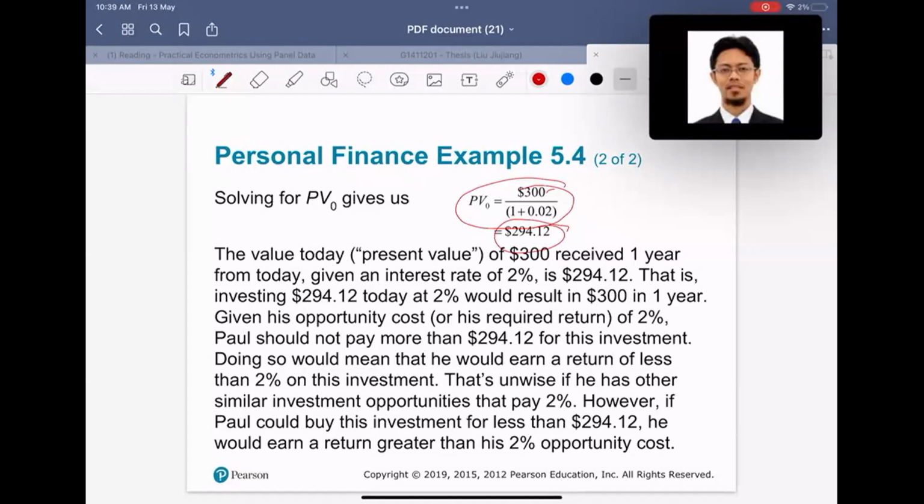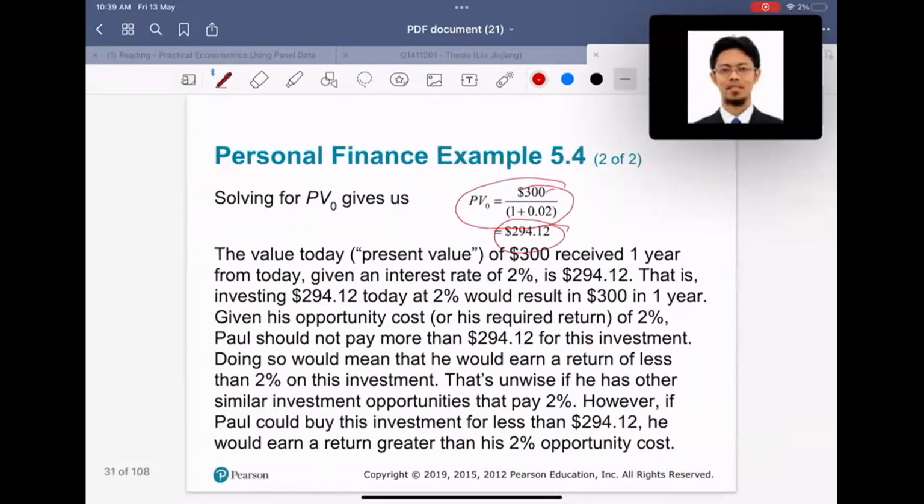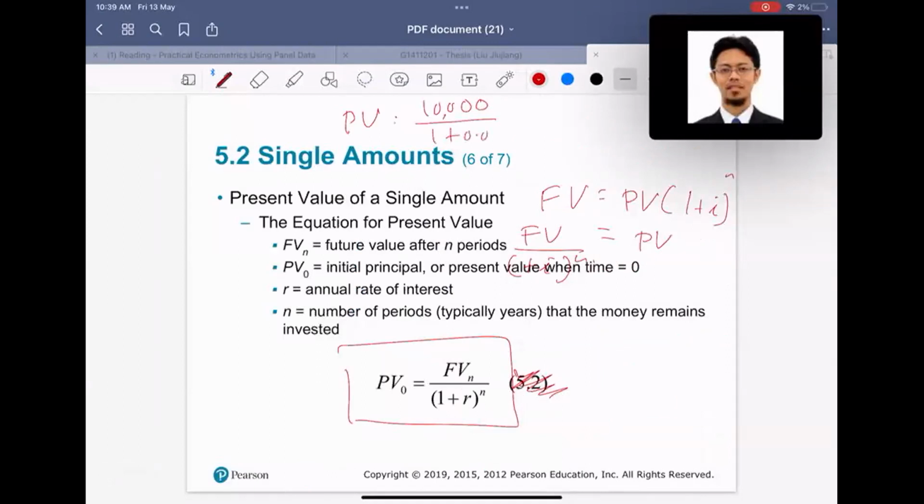Like you need 10,000. Okay, now we do your example. You need 10,000. How many years? 5 years. So you want to do your business, you need capital of 10,000. Your rate is, let's say the same rate, 2%. Okay, 1 plus 0.02. What is N? 5. Help me calculate this.